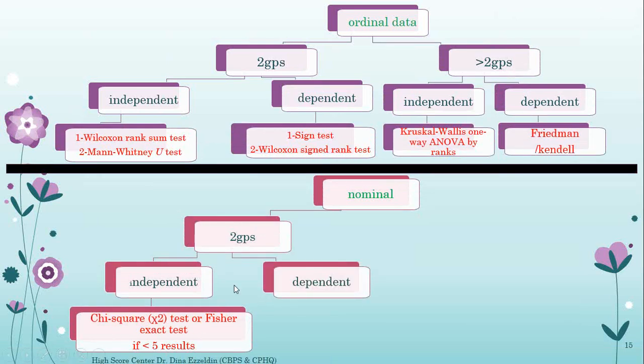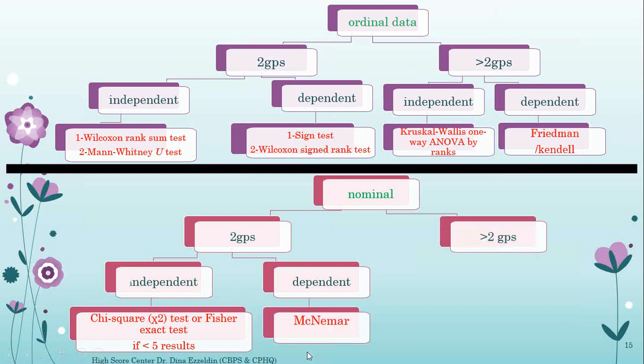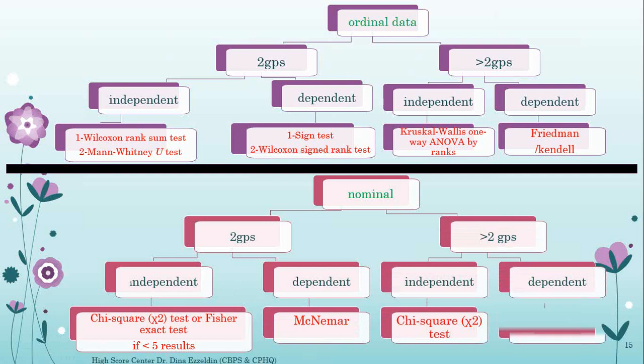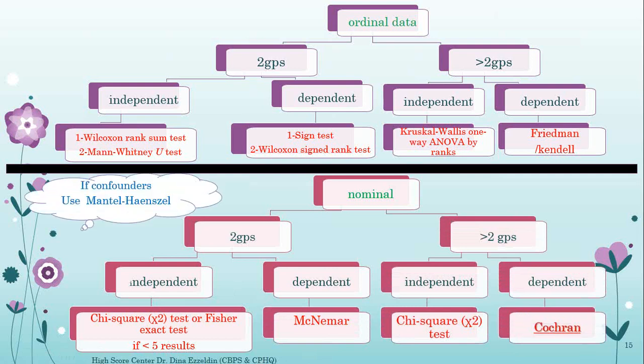If two groups but dependent, so the same group and we take two measures, McNemar. If more than two groups, independent: chi-square test; dependent: Cochran. For the confounder, if he mentions in the case that there is a confounder and he wants a confounder analysis, the confounder analysis in nominal data is Mantel-Haenszel.